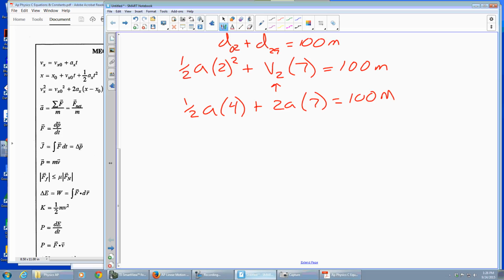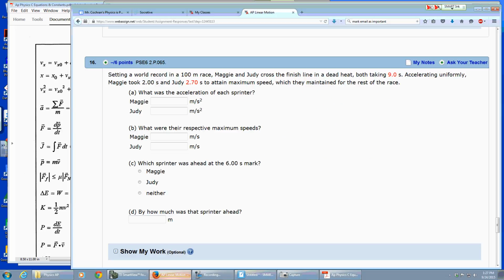And that'll give us 2a, 16a equals 100 meters. So her acceleration is 100 over 16. That should be in meters per second squared. And whatever that comes out to. Is that the first thing they ask us? Let's see if we got it right before we go on.